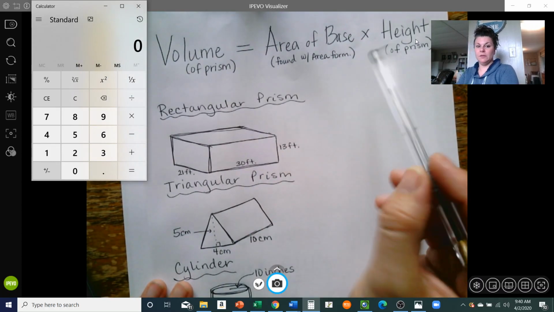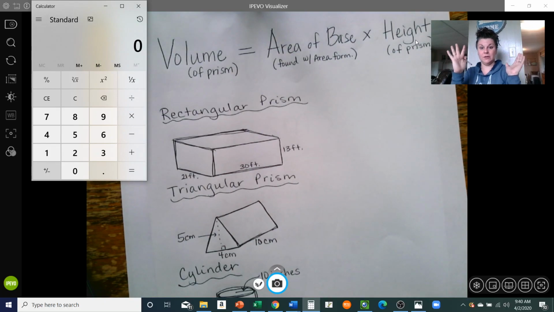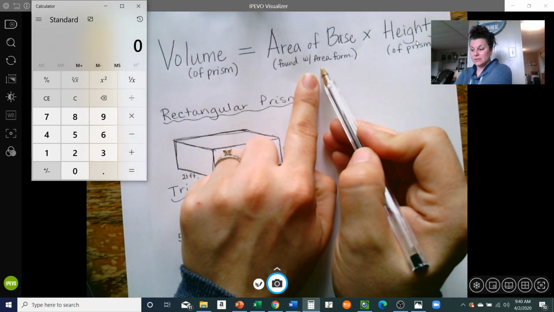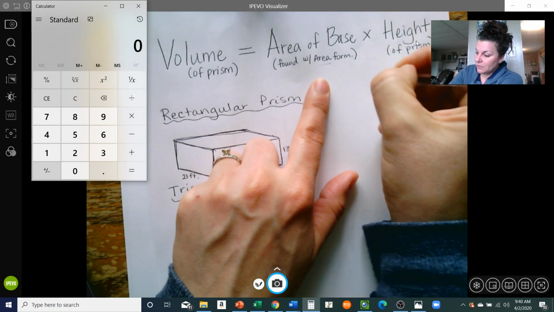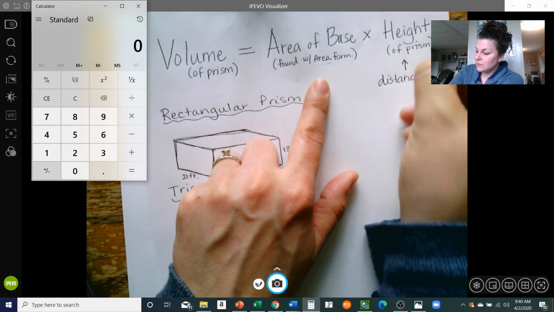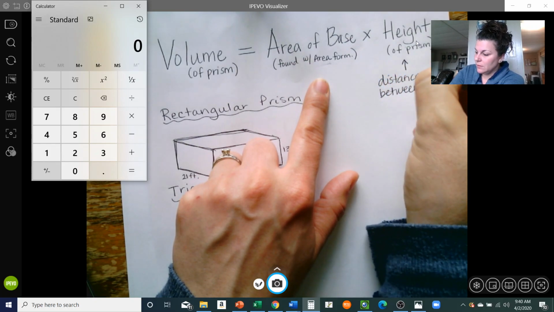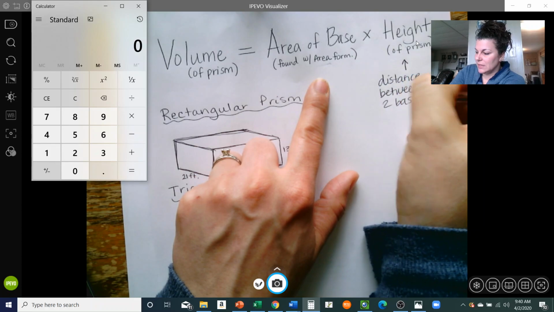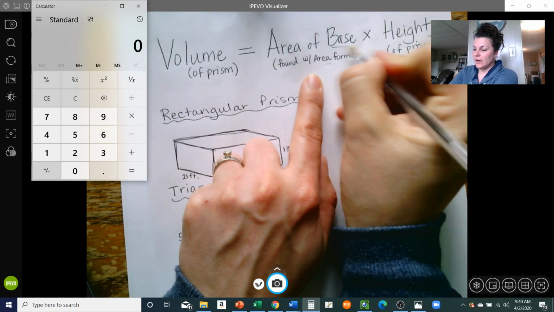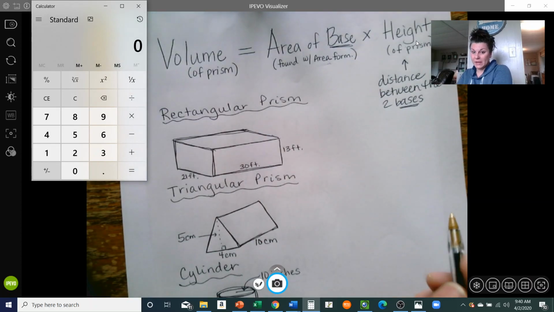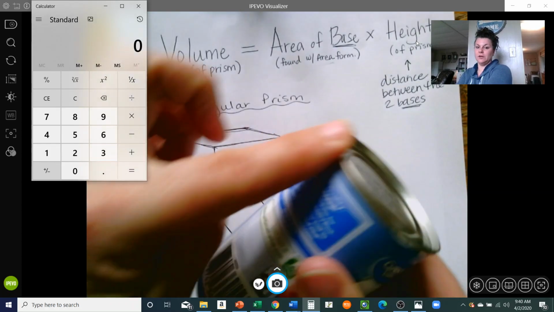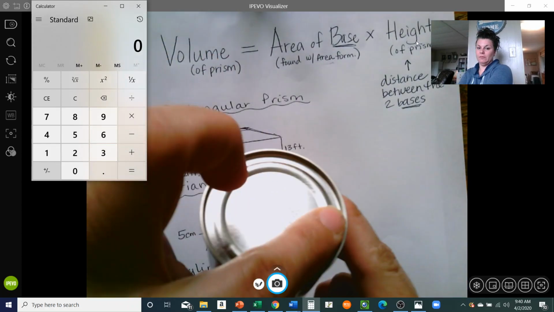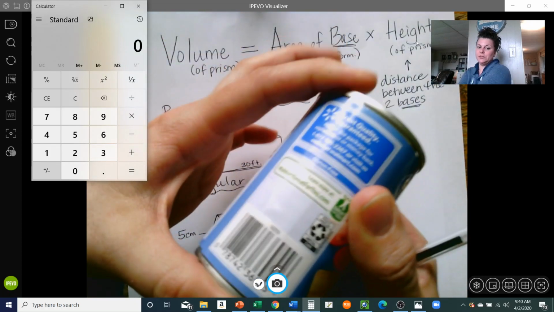Okay, so I wrote that up here. This is the big picture formula. For the volume of any prism, it's the area of the base, using whatever area formula you need, times the height of the prism. And we talked about that's the distance between the two bases. That is really important. The area is the area of one base only, because we're finding the area of the circle and then multiplying it by the height. So the area of the base times the height. And the height is between the two bases.